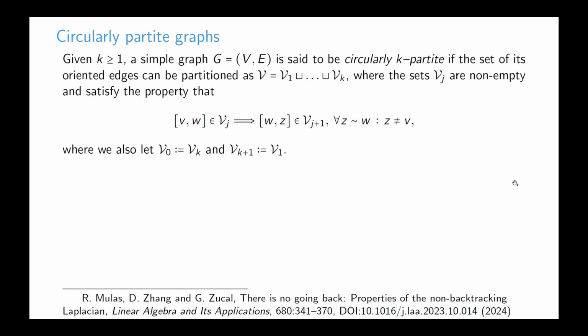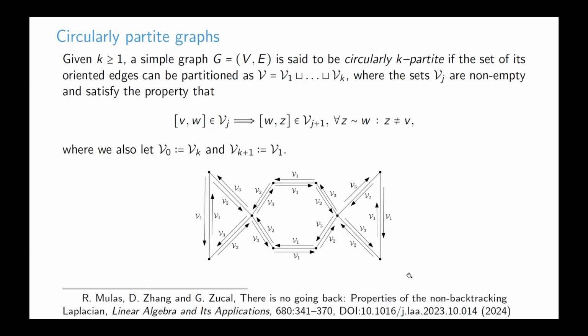So for k equal 1, all graphs trivially satisfy the condition of being circularly one-partite, while for k equals 2, this actually coincides with the definition of bipartite graph. So we can say that circularly partite graphs are a generalization of bipartite graphs. And then this is one example with k equal 3. So you follow V1, V2, V3, V1, V2, V3, right? So by following the orientations without going back, you always follow this periodic construction.